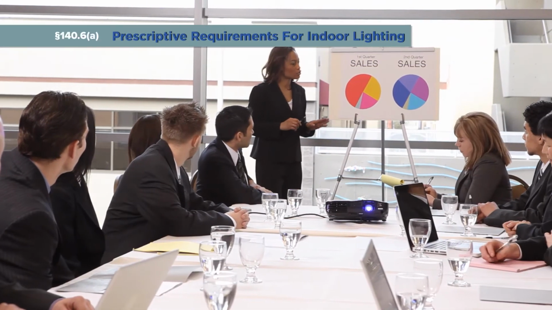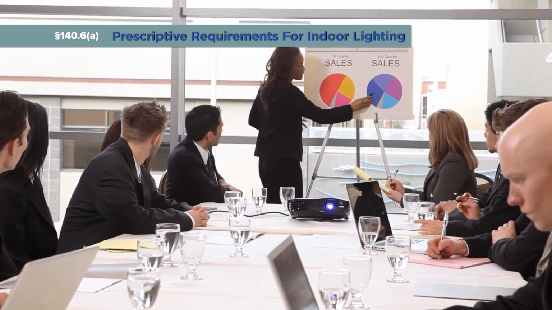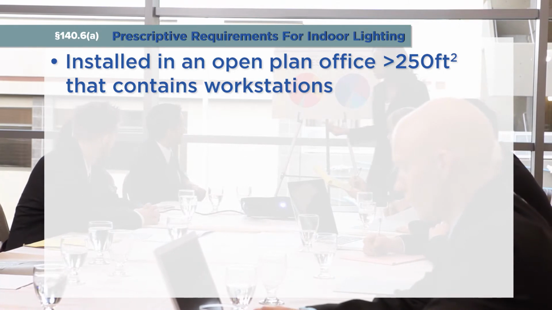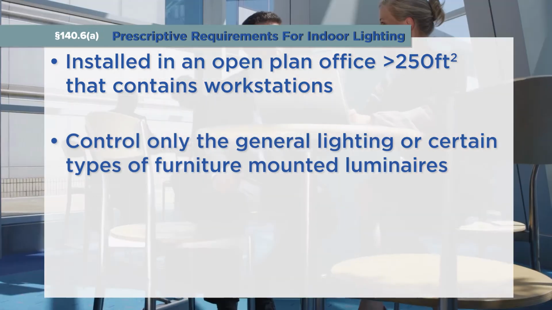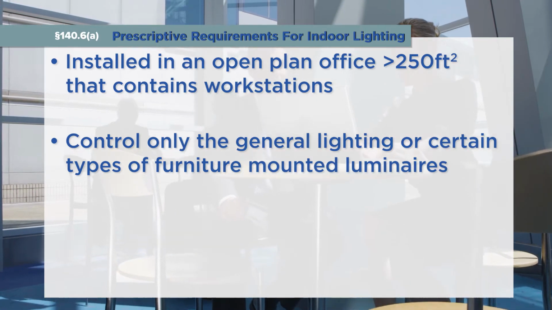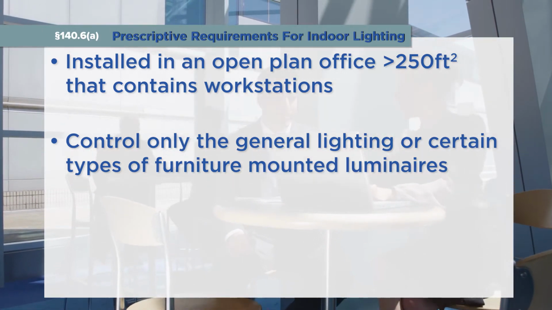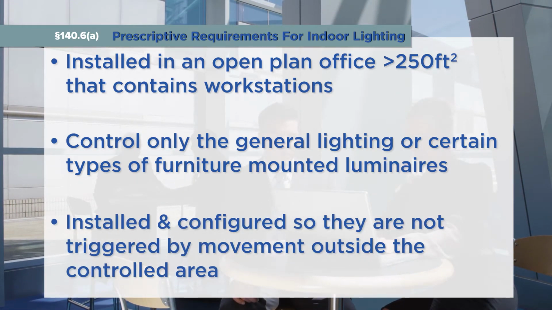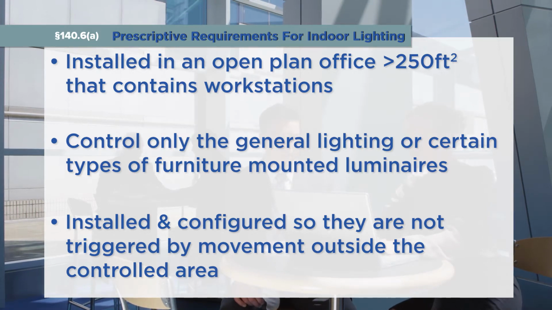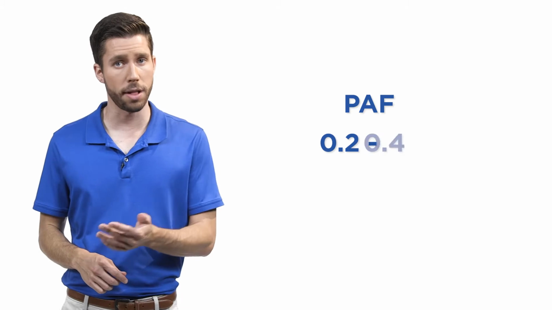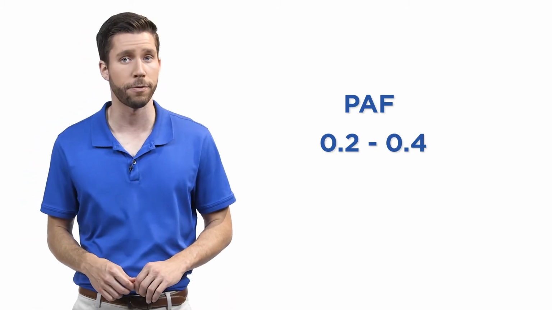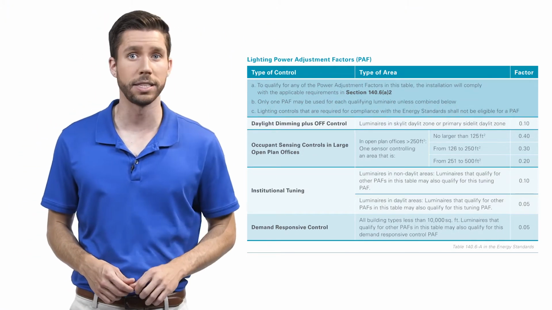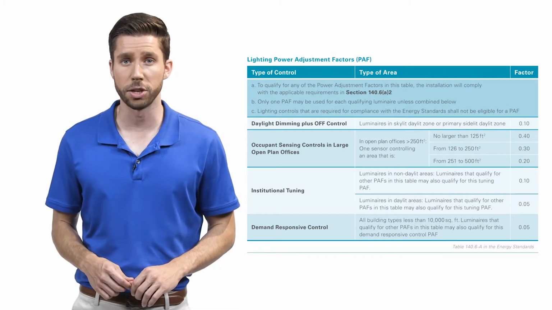To qualify for this PAF, occupancy sensors must be installed in an open plan office area greater than 250 square feet, be installed in an open plan office area that contains workstations, control only the general lighting or certain types of furniture mounted luminaires defined under section 140.6A of the Energy Standards, and be installed and configured in such a way that they are not triggered by movement outside the controlled area. When all these conditions are met, the system qualifies for a PAF between 0.2 and 0.4, depending on the size of the occupancy sensor control zone. Details are provided in Table 140.6-A of the Energy Standards.